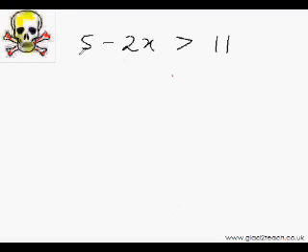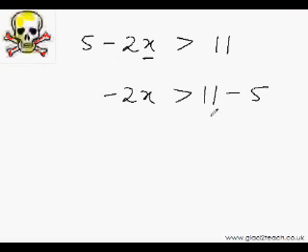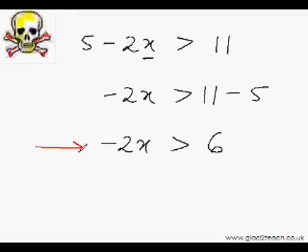Like we always do, we take everything to the other side other than this x. X remains here, everything else goes to the other side. So first this positive 5 goes to the other side, so it becomes negative 5. So we would have minus 2x greater than 11 minus 5. 11 minus 5 is 6. We will have minus 2x greater than 6. Now this is the accident prone area. This is where so many students lose their precious marks.